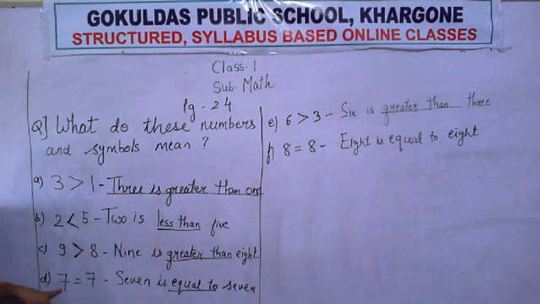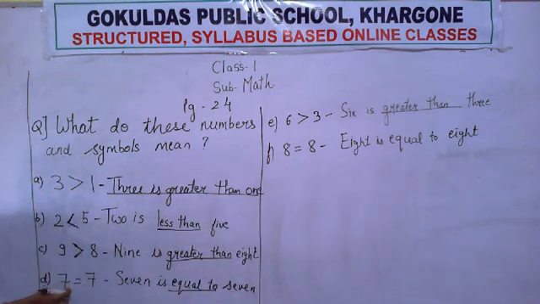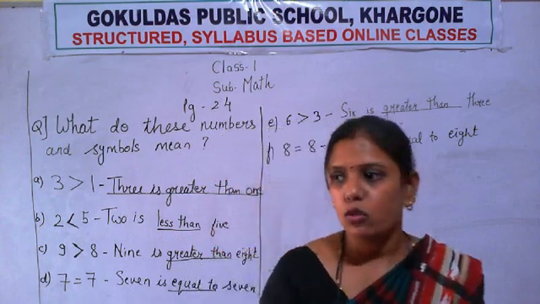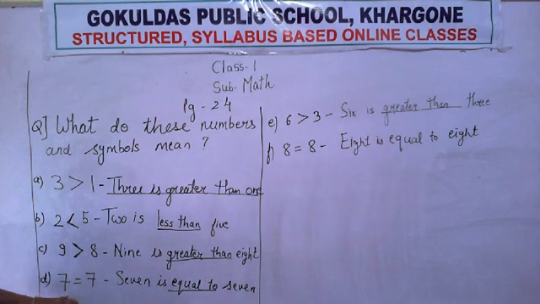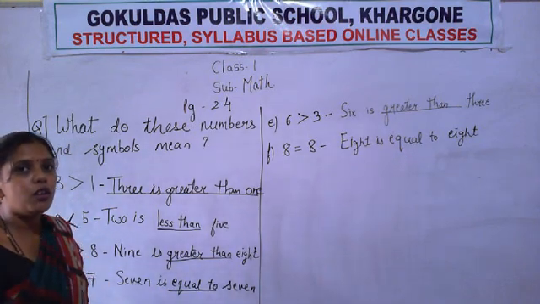Now next, 7 is equal to 7. The numbers on both sides are equal, the same. So what sign will come here? Equal. So write this in statement form. 7 is equal to 7. Okay. You should know how to read the numeric form of a question also. So this question is based on the same thing, how you read the numeric form of a question.